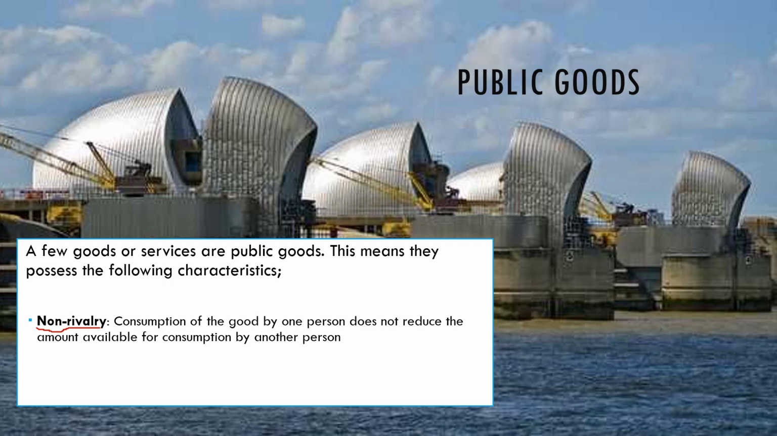The second characteristic that this type of good has is that it's non-excludable. That means once we've produced the good or provided the good, it's very difficult to exclude anyone from benefiting from it. So again, if we think of the example of flood defense, once that good has been provided, it's very difficult to exclude anybody who lives behind the flood defense from the benefit of that service. So the two characteristics of public goods are non-rivalry and non-excludability. If a good has these characteristics, we would say it is a public good.